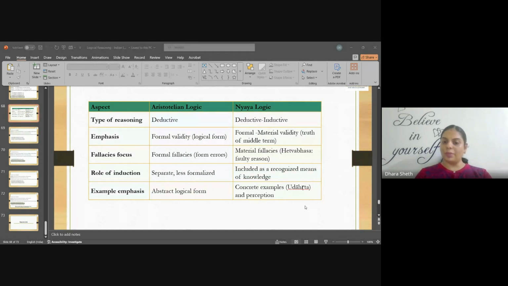it is based on both formal and material validity. We'll understand the meaning of material validity in a few moments. Fallacies focus on formal fallacies only, whereas Hetvabhasa or Indian Nyaya logic fallacies are material fallacies. Role of induction is separate and less formalized in Aristotelian logic, so you could say that it is more of a deductive reasoning. Whereas in Indian Nyaya logic, it is an integral part. The example emphasis is on abstract logical forms like we have in syllogism, whereas in Nyaya logic, it is on concrete examples, udaharan, and perception.